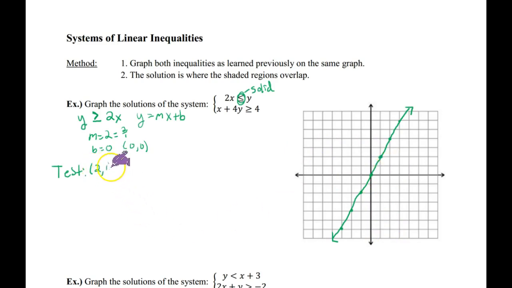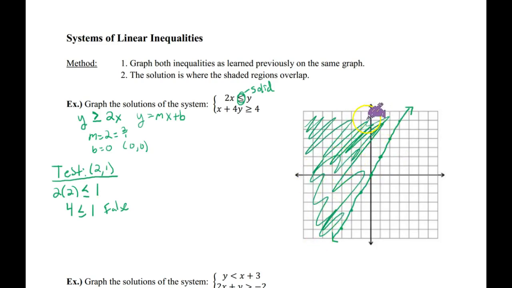So 2, 1. Plug it into my original inequality. 2 times my x. Is that less than or equal to my y? 2 times 2 is 4. Is 4 less than or equal to 1? No, that's false. So the point 2, 1 was here. And that is not where I'm going to shade because that was false. It's not a solution. So I have to shade the other side of my line. So all of this will be the solution to just the first inequality. So this is not my actual final answer yet.